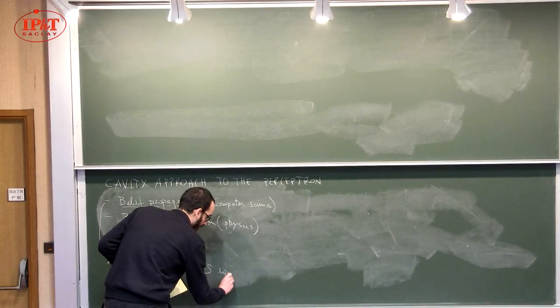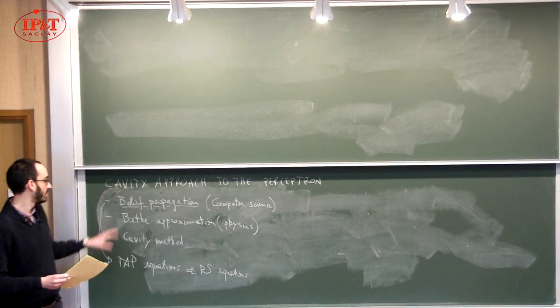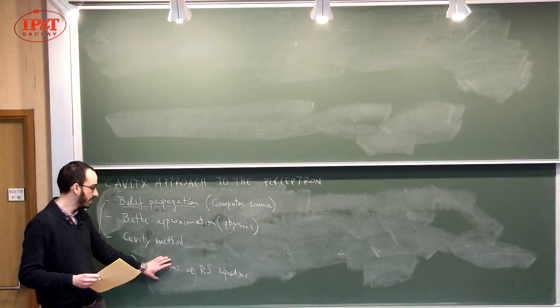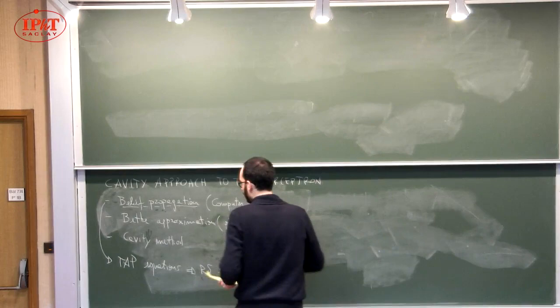So the plan is first to discuss belief propagation, then we will, let's say, simplify these equations in order to get the TAP equations that we will discuss, and then we will see that these equations match the replica symmetric solution that we have discussed in the former lectures. Okay, so let's start from belief propagation.